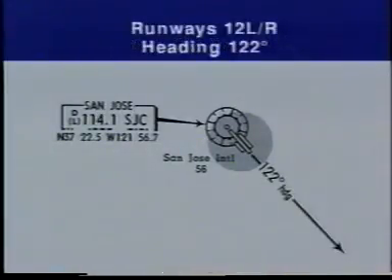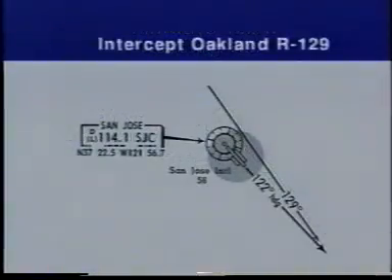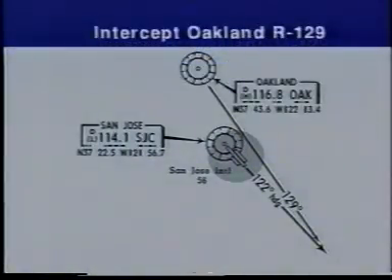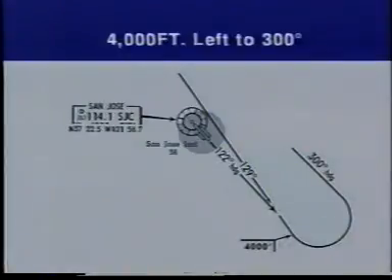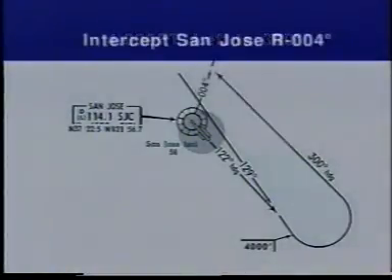When departing runway 12 left or right, your initial climb is via a heading of 122 degrees. Maintain this heading to intercept and fly outbound on the 129-degree radial from Oakland VORTAC. The Oakland navaid data is shown above this section of the chart. At an altitude of 4,000 feet, turn left to a 300-degree heading. Continue your climb and maintain this heading to intercept the 004-degree radial from San Jose.